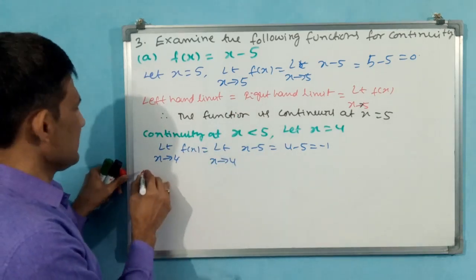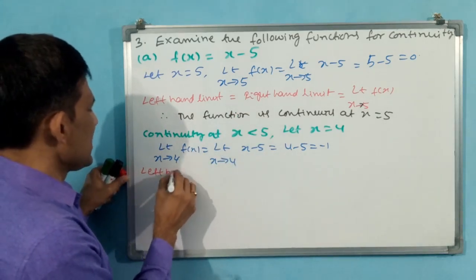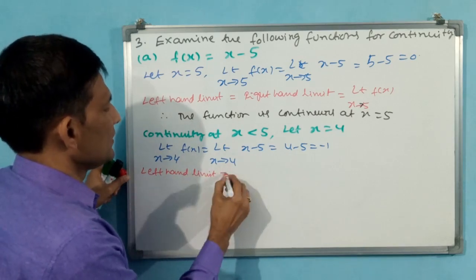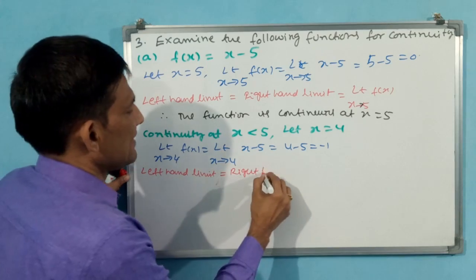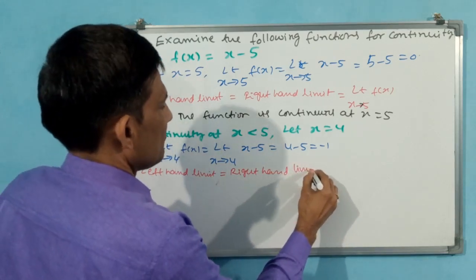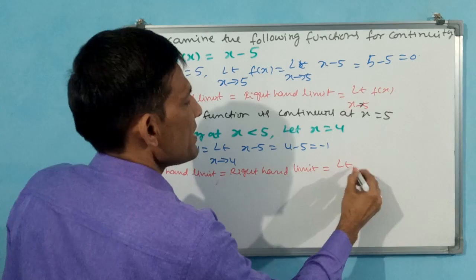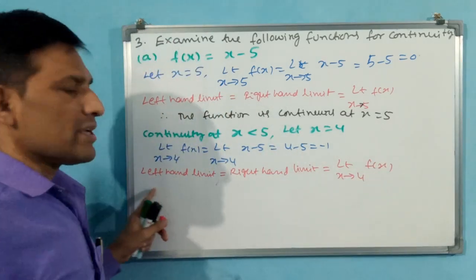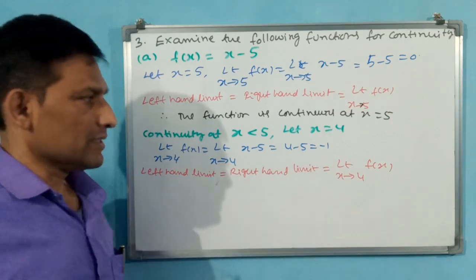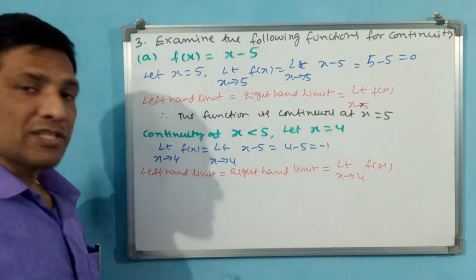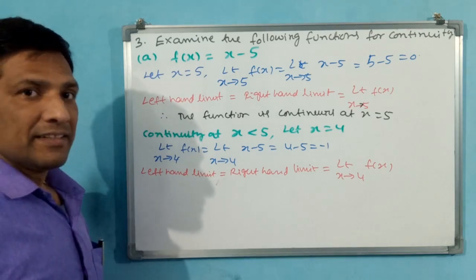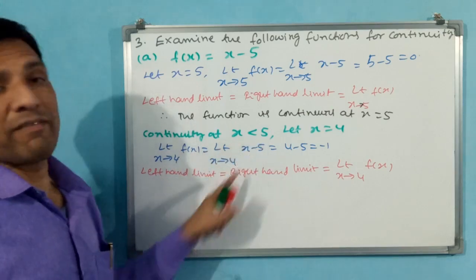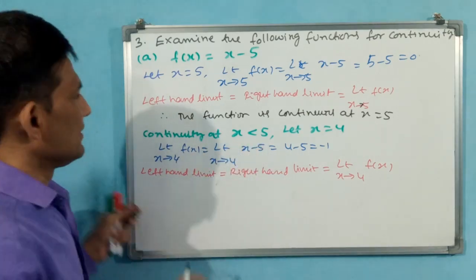Same thing, write down then. Left hand limit is equal to right hand limit is equal to limit x tends to 4 of f(x). Now you write, therefore the function is continuous at x equal to 4. You don't want to write that. The function is continuous at x less than 5, that you have to write.